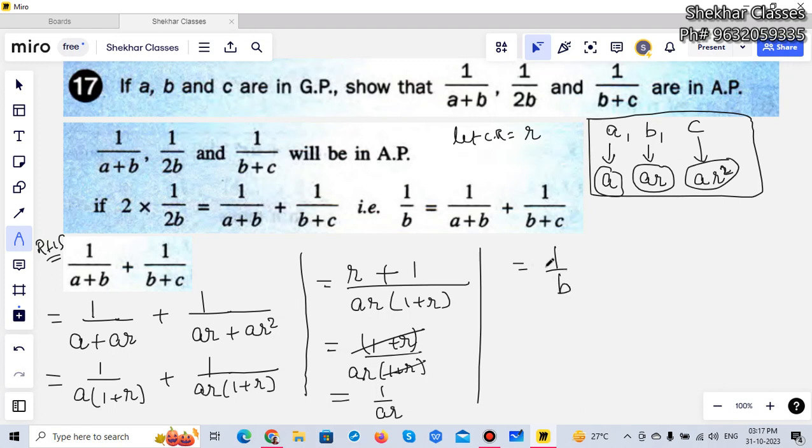So, have I not got the first? This is what we solved, and we got 1 upon B. And this is possible only when this is an AP. So we have got the LHS. Therefore we can say that yes, this is how we can prove it. This is how we can show. So we can say hence proved.